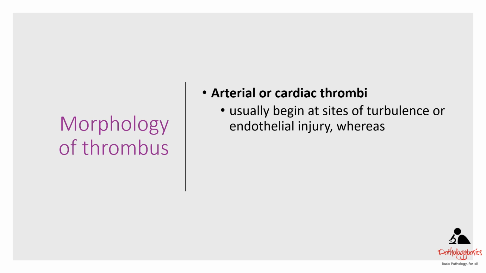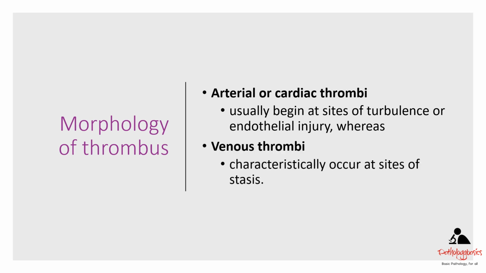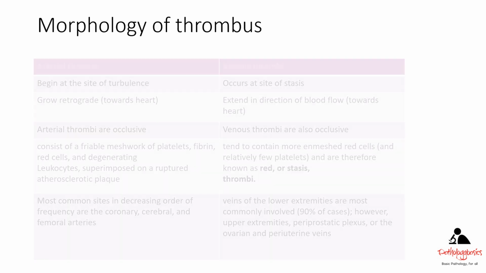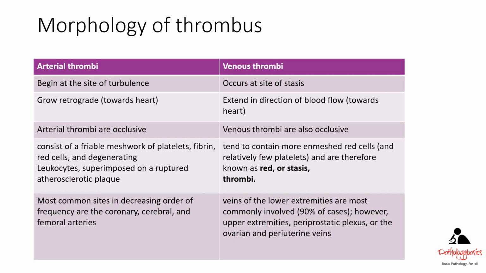Therefore, arterial thrombi usually begin at the site of turbulence or endothelial injury, whereas venous thrombi occur at the site of stasis. Stasis means where the blood accumulates or becomes static. The best example is deep vein thrombosis in the veins of the leg, the venous thrombi. Let's see the difference between arterial and venous thrombi. We know arterial thrombi begin at the site of turbulence, and venous thrombi occur at the site of stasis.